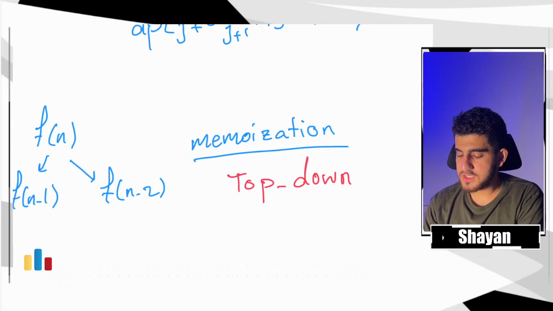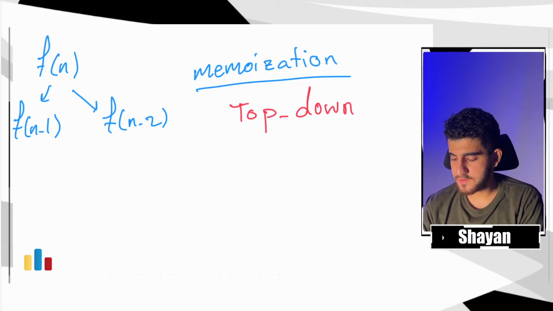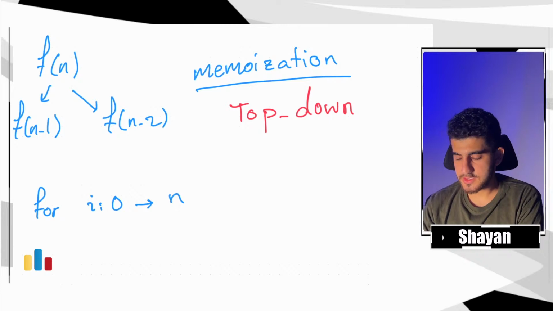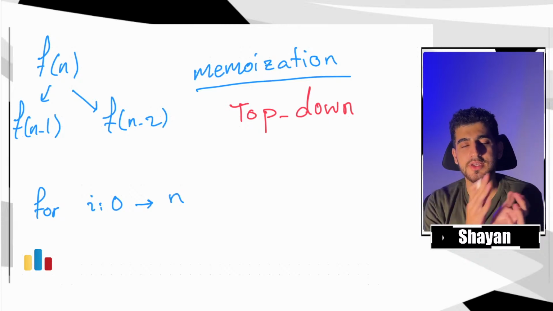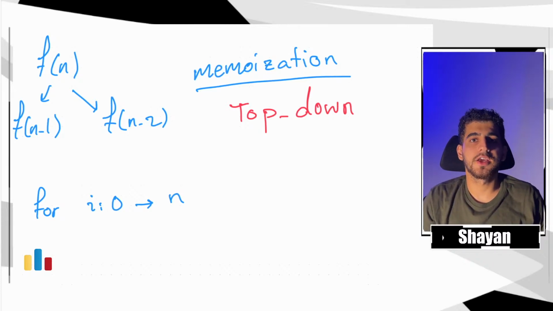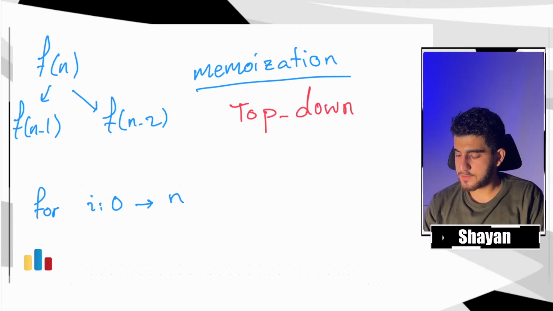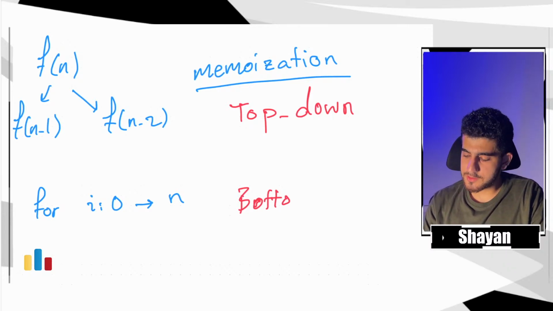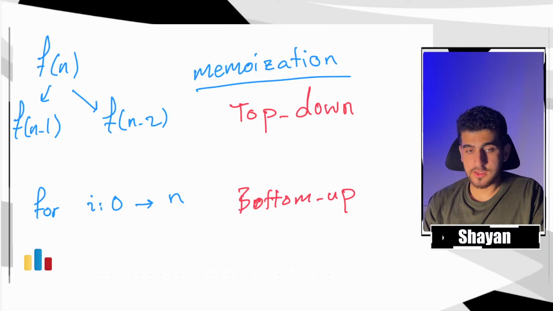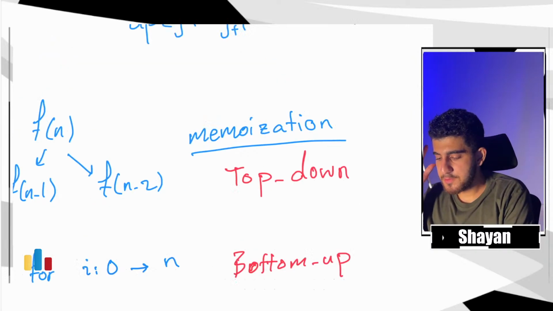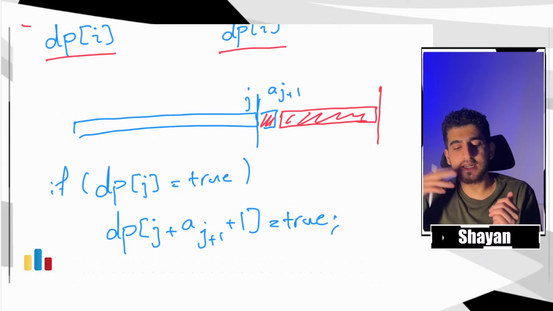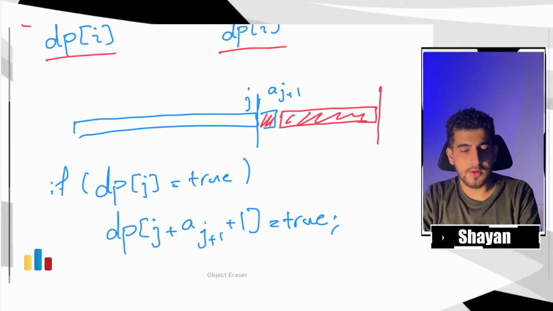Bottom up approach means that I will start from the smallest one, like I have a loop for I from 0 to n, for example, and then I calculate all the values from the bottom and I go up. This is the bottom up approach. So about your question, top down and bottom up approaches are like this. So this is something different. But in here, what I'm doing is the bottom up approach. But the point is about the way that I'm updating the values.